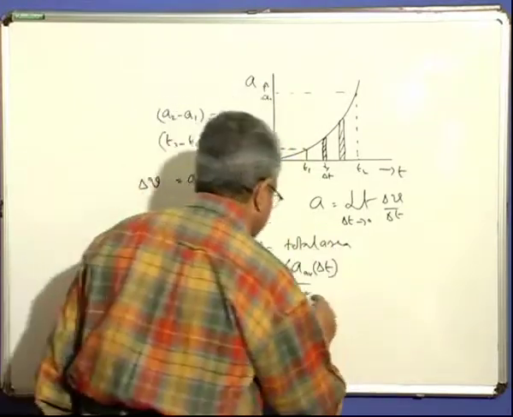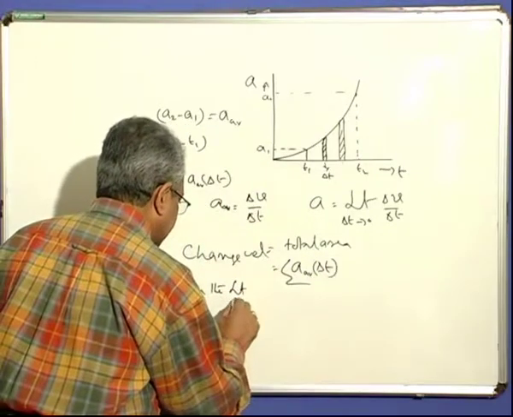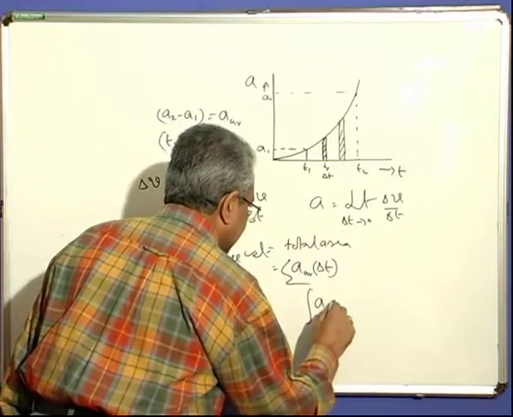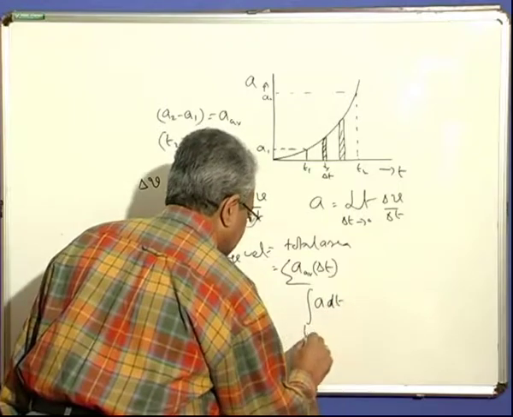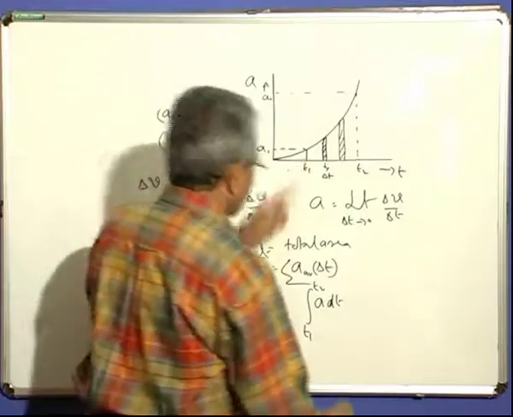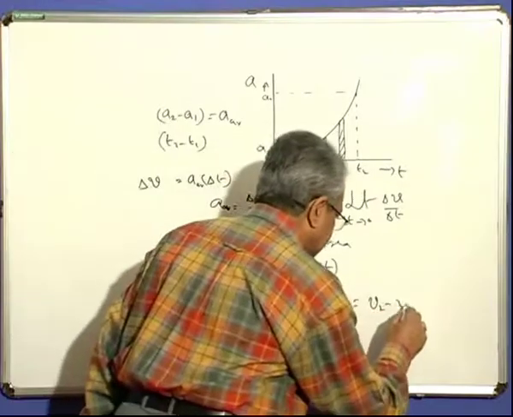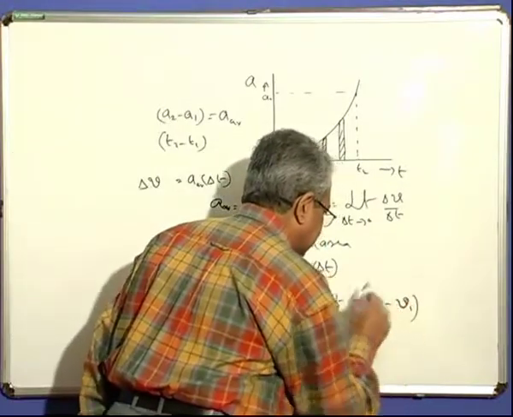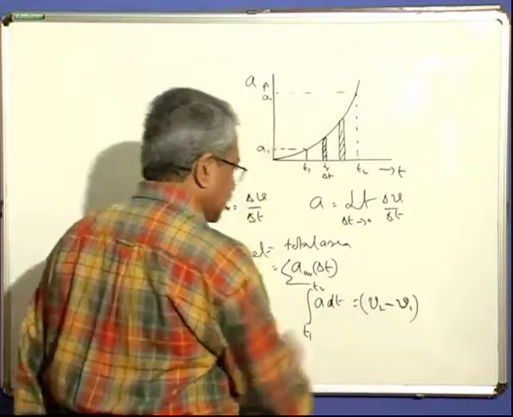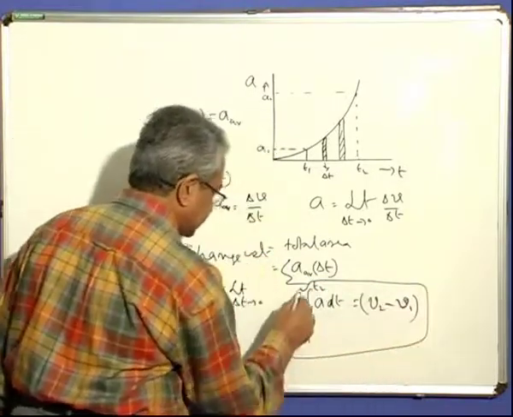In that, in the limit of delta t tending to 0, we replace this sum with the integral of a dt from t1 to t2. This gives you the change in velocity. If the velocity is v2 at t2 and v1 at t1, we get this change in velocity in that equation. Understand? So just like the velocity equation, we have this integration method for acceleration also.